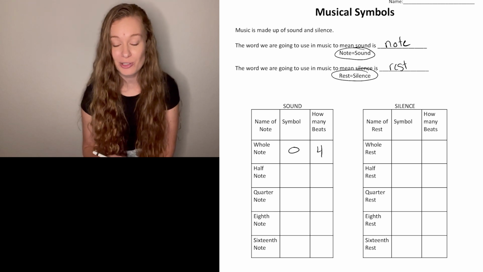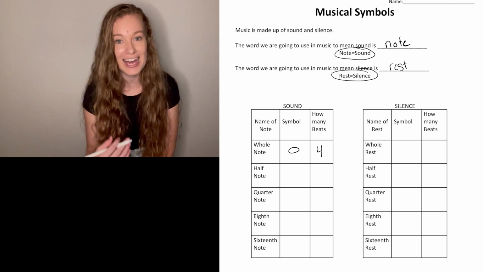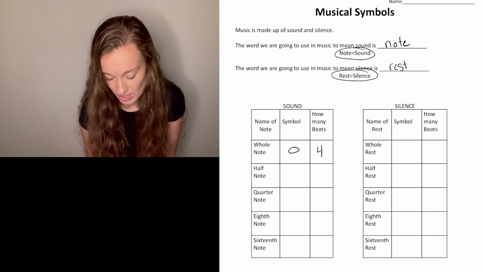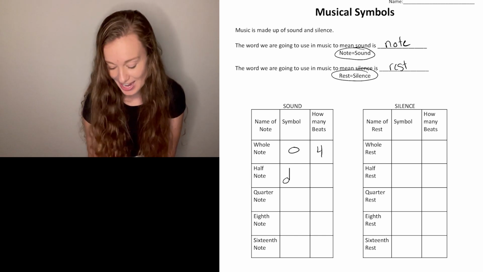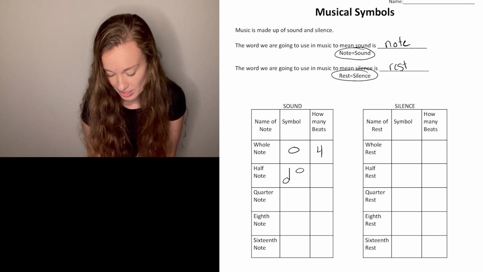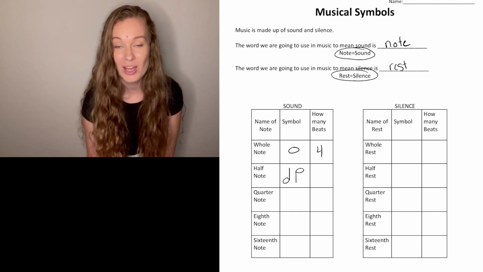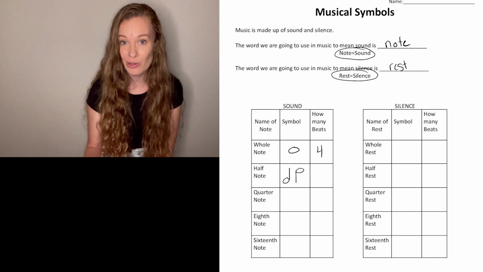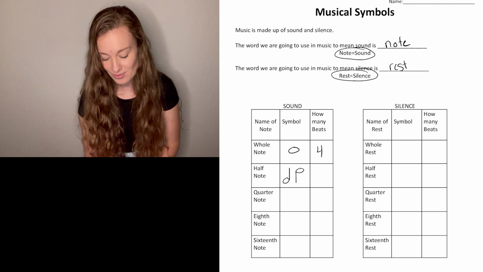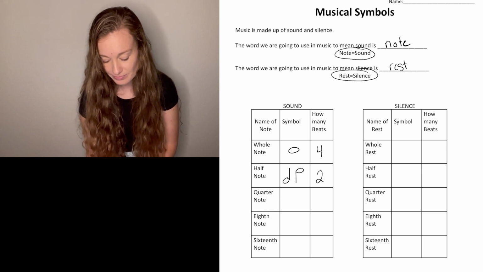Now our half note, it looks very similar, but we're going to add a stem. So when the stem goes up, we're going to do our circle. Stem goes up on the right-hand side. And we can also do it with the stem coming down. So we'll draw a circle, stem coming down on the left-hand side. When you see one of these half notes, it's going to get 2 beats. So we'll put the number 2 right here.